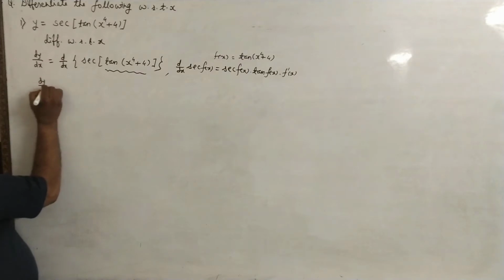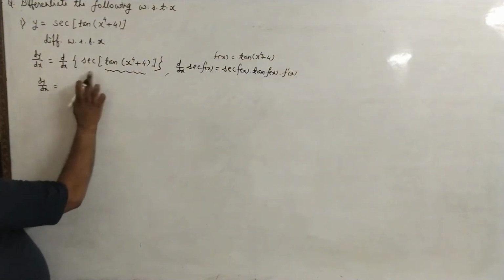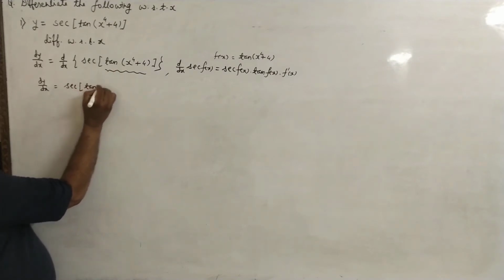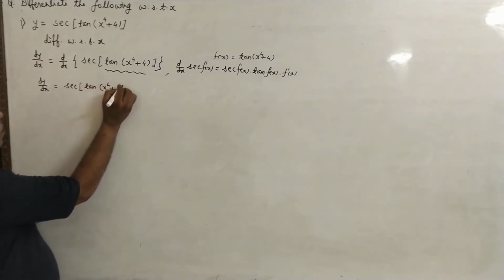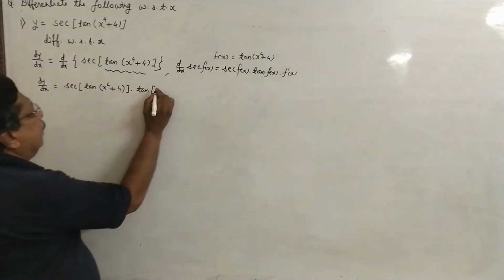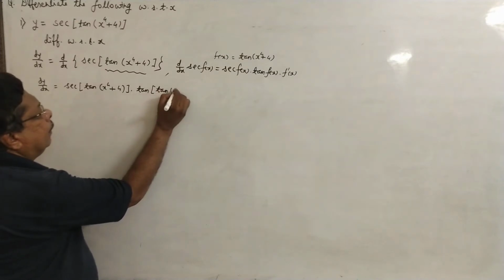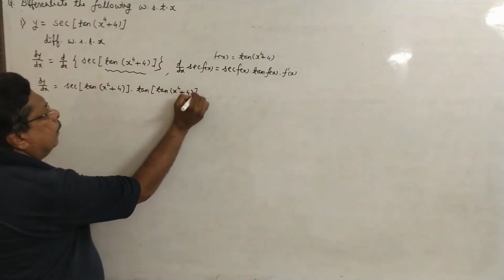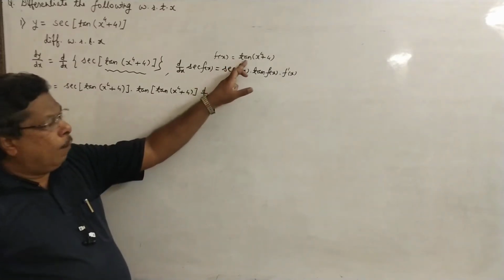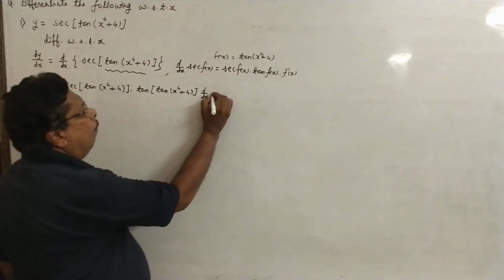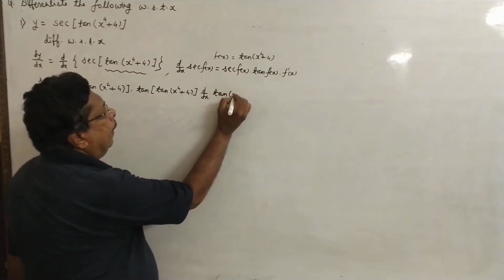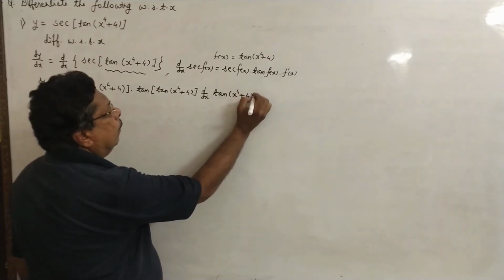Therefore, dy by dx is equal to sec, this is fx, sec of tan of x raised to 4 plus 4 into tan of x raised to 4 plus 4 into f dash x. F dash x means derivative of fx into dy dx of tan of x raised to 4 plus 4.